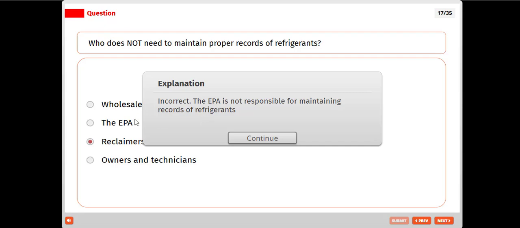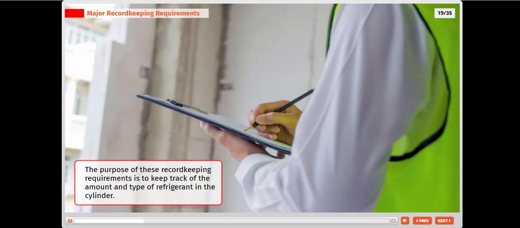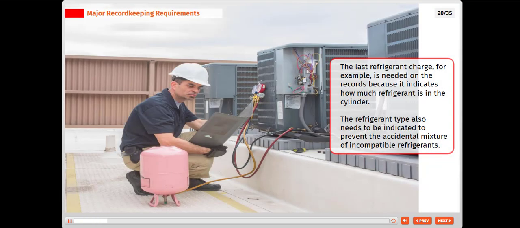All responsible parties must keep records documenting dates, refrigerant type, refrigerant charge amounts, quantity, and related information for equipment servicing and disposal. The purpose of these record-keeping requirements is to keep track of the amount and type of refrigerant in the cylinder. The last refrigerant charge, for example, is needed on the records because it indicates how much refrigerant is in the cylinder. The refrigerant type also needs to be indicated to prevent the accidental mixture of incompatible refrigerants.